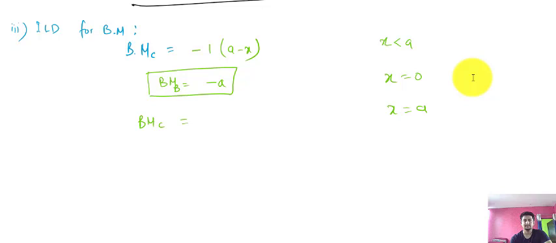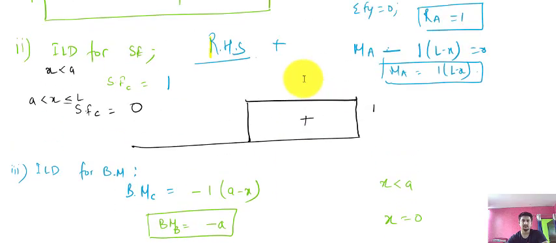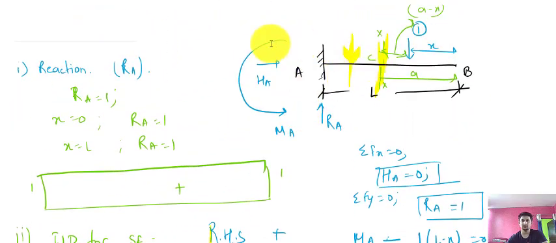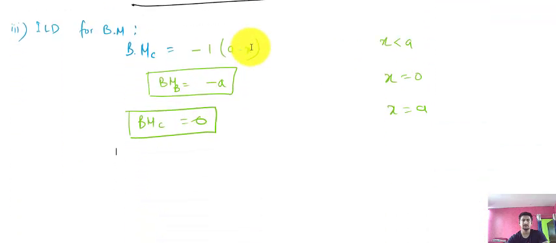So for that case, A minus A will be 0. So bending moment at C will be 0. Now we have the second case, when this unit load will cross this point. When this unit load will cross the point C, now there will be no unit load.